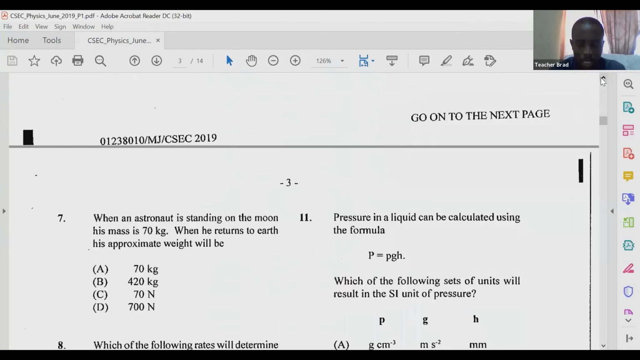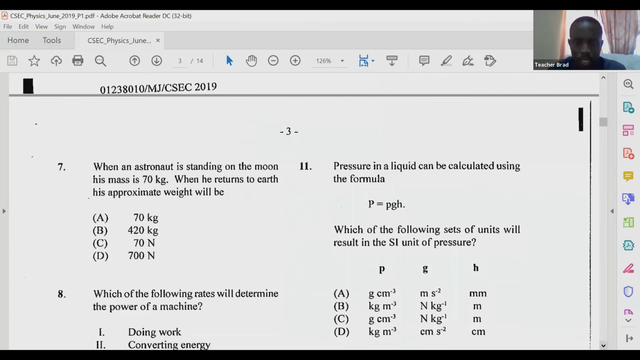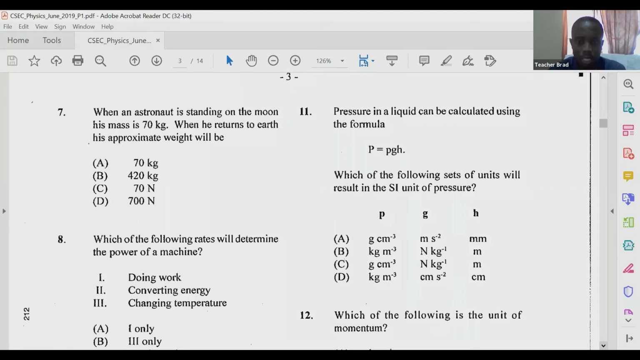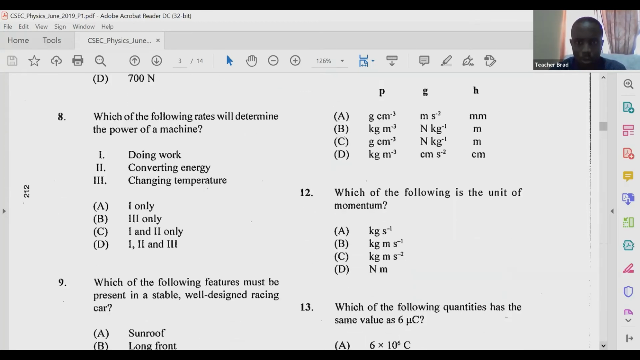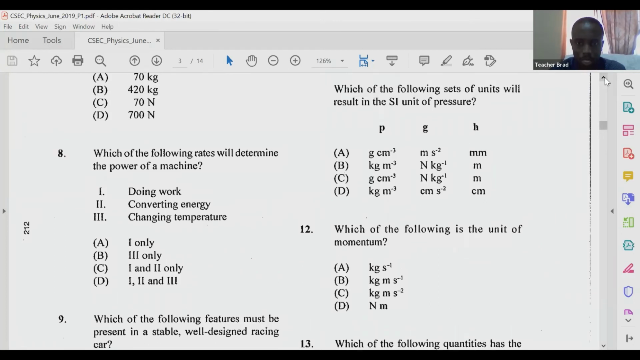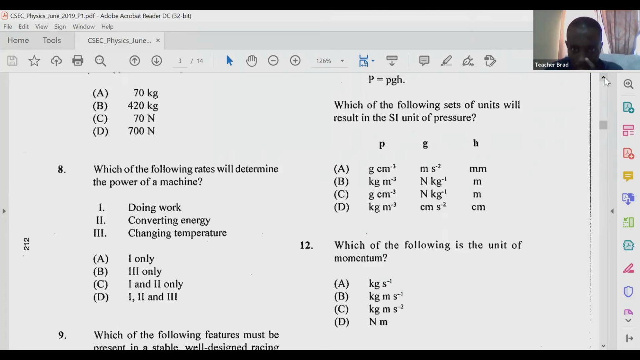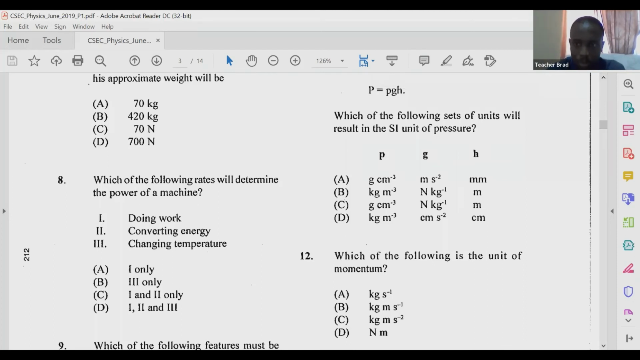All right, number 11. Pressure in a liquid can be calculated using the formula pressure equals rho g h. Which of the following sets of units will result in the SI unit of pressure?